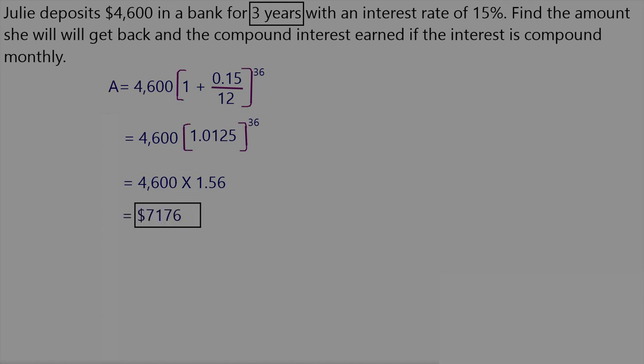Since we found the amount, we can find the interest that was added to Julie's investment. So we need to minus the amount deposited from the amount in the account after 3 years. And we get $2,576.